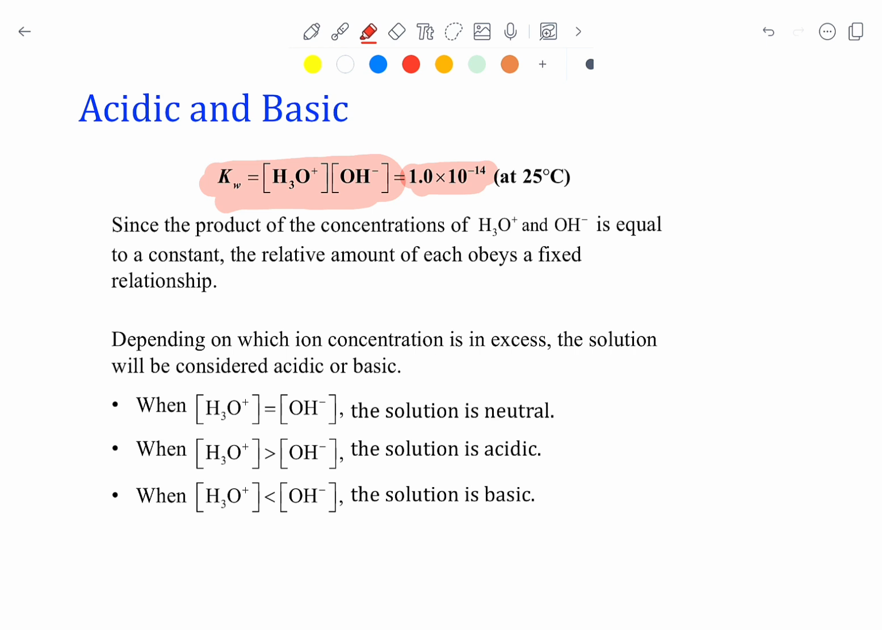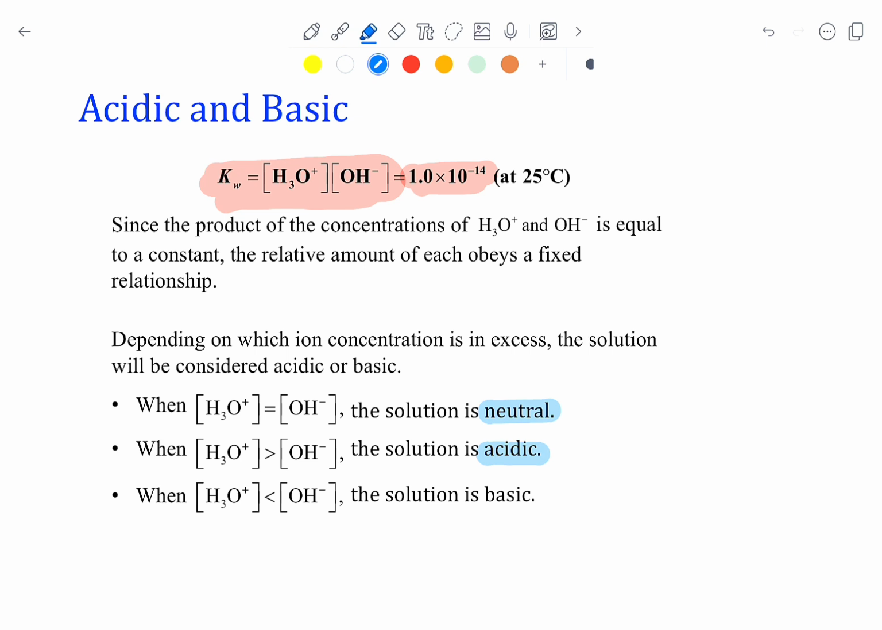So since this product of those concentrations is equal to a constant value, the relative amount of each obeys a fixed relationship, as we saw in our previous lessons. So depending on which ion concentration is in excess, the solution will either be considered acidic or basic. So when the hydronium and the hydroxide ion concentrations are equal, then the solution is said to be neutral. If we have a higher concentration of hydronium over hydroxide ions, then that solution is acidic.